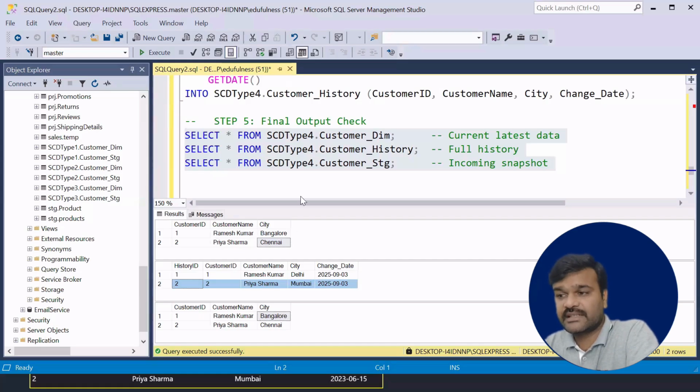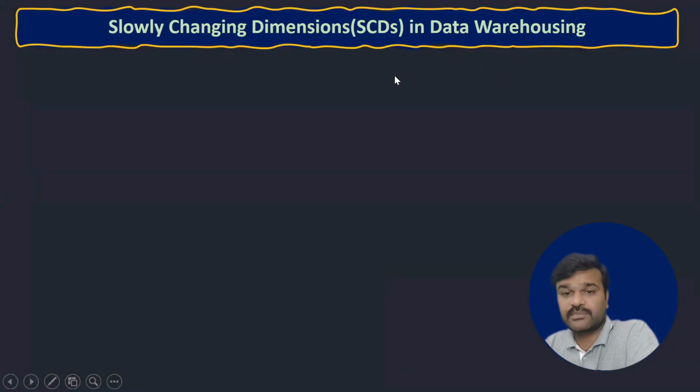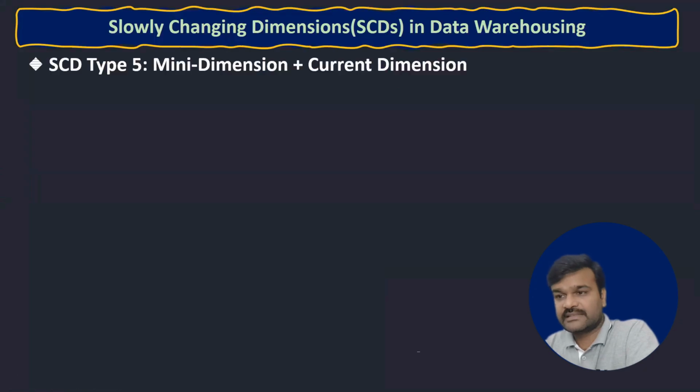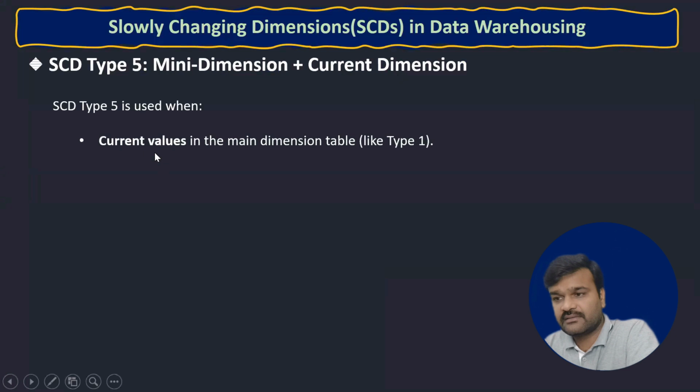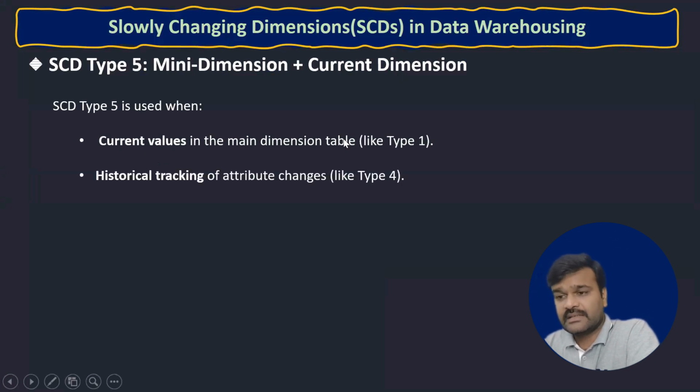Okay, so this is how SCD type 4 is implemented. Now let us try to understand type 5. This is also just a simple extension to the previous discussions. What is that? Try to understand. SCD type 5 is like a mini dimension along with the current dimension. That means, have a look, the current values you are maintaining in the main dimension, and the historical tracking for a few attributes, not for every attribute.